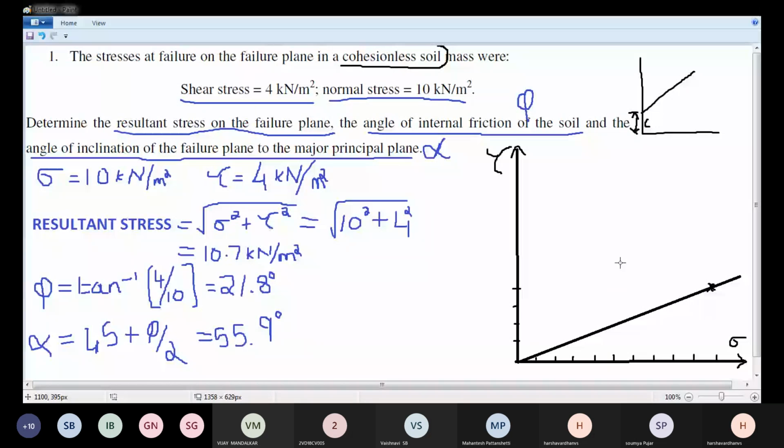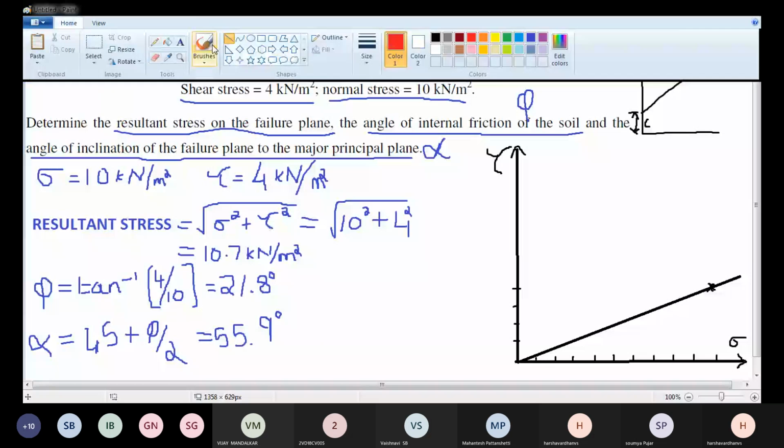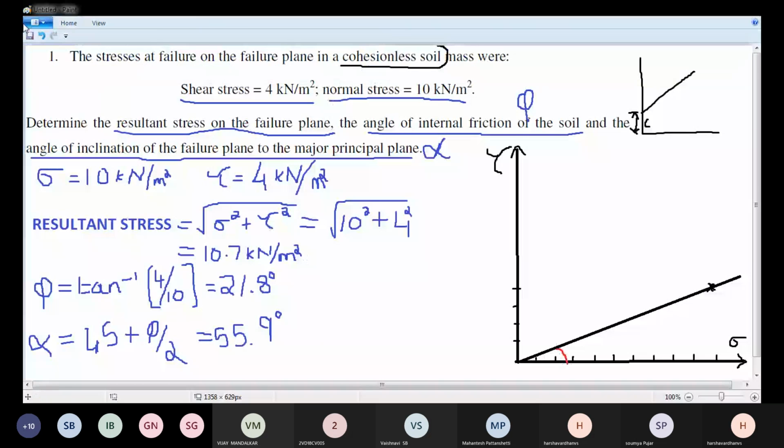For cohesion-less soil, that is C is equal to 0, this envelope starts from 0. So this is my failure envelope or strength envelope. I have to find the angle phi. If you take a protractor, you can directly measure this angle, and you will get angle phi.